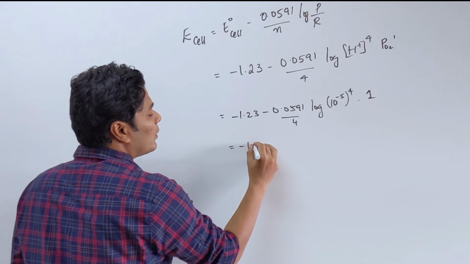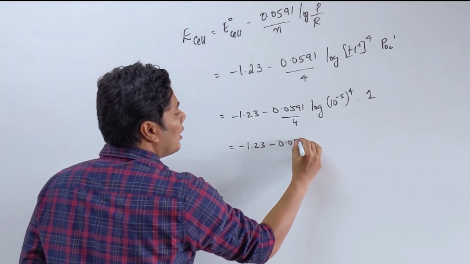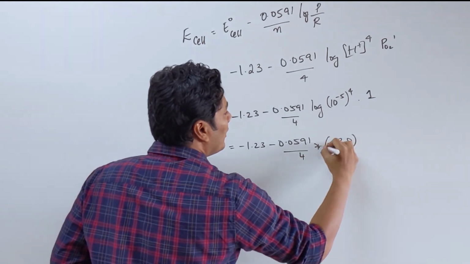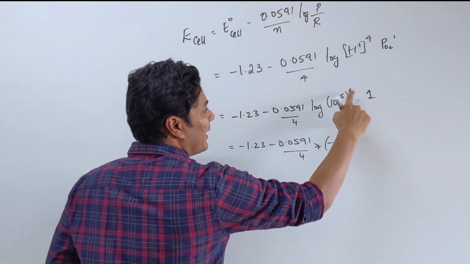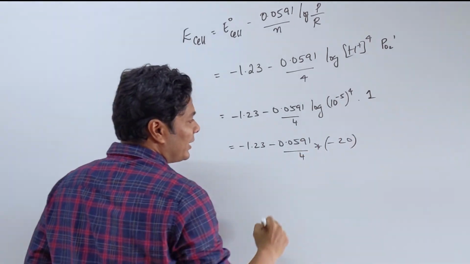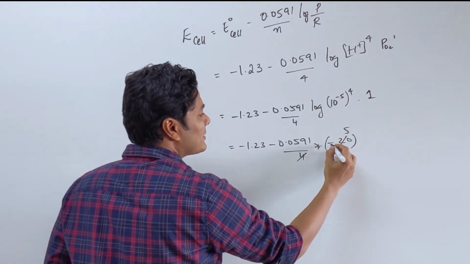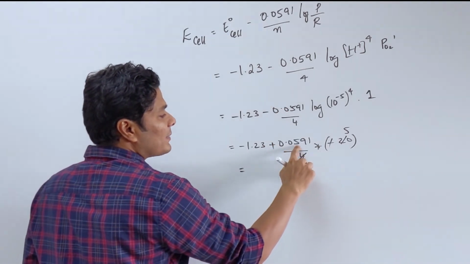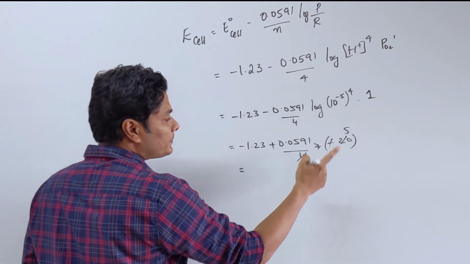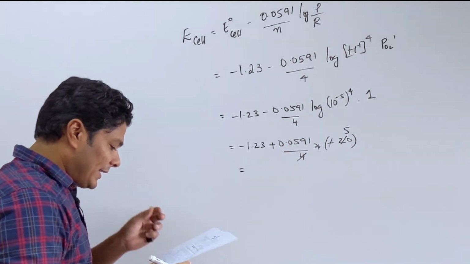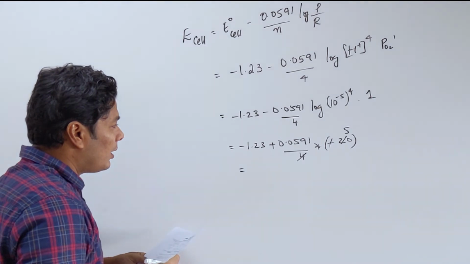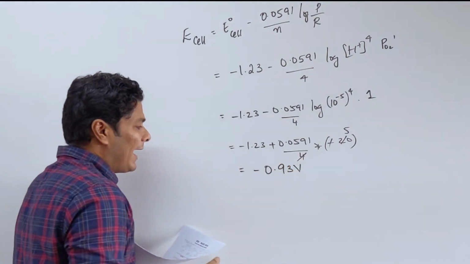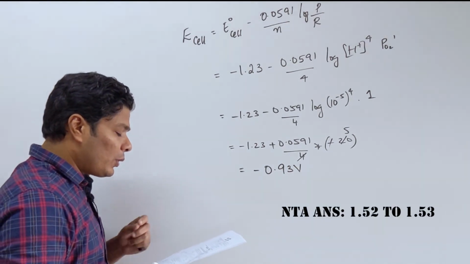So this is going to be minus 1.23 minus 0.0591 by 4 times 10 to the power minus 20. Log of 10 to the power minus 20 is minus 20. So this is 5. And this symbol goes away. It becomes plus. Now you can take it roughly as 0.06 if you want. Now if you look into it, you should get the answer roughly minus 0.93 volts. But the answer that is given in it is 1.52 to 1.53.